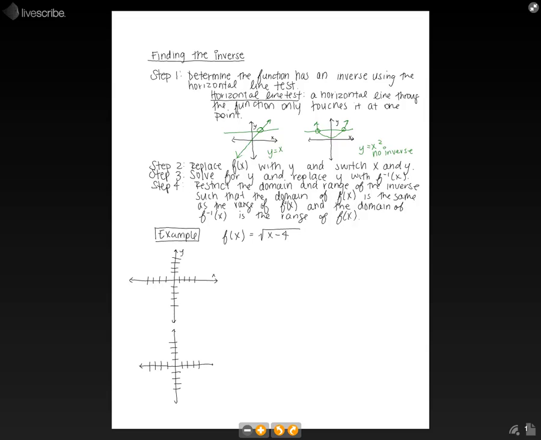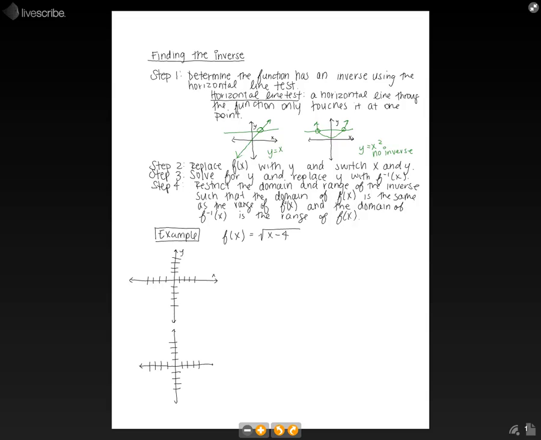For step 2, we're going to replace f of x with y, and then switch x and y. Then for step 3, we're going to solve for y, and replace y with f to the negative 1 of x, which stands for inverse of the function. Step 4 is to restrict the domain and range of the inverse such that the domain of f of x is the same as the range of the inverse function, and the domain of the inverse function is the range of the original function. So let's do an example.